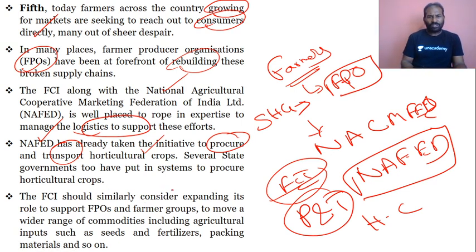So the FCI should similarly consider expanding its route to support FPOs. The FCI should also focus on the farmers, and the farmer producer organizations and farmer groups should be supported. Why? To make sure that they move.